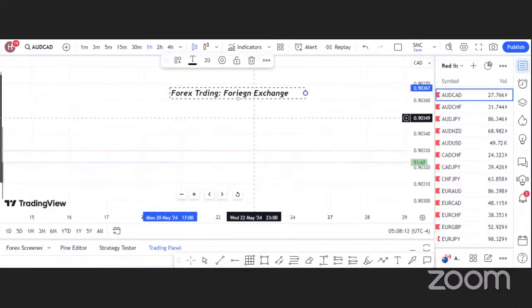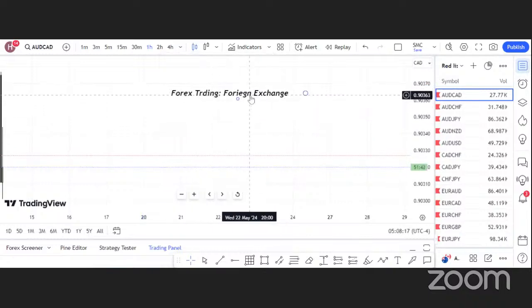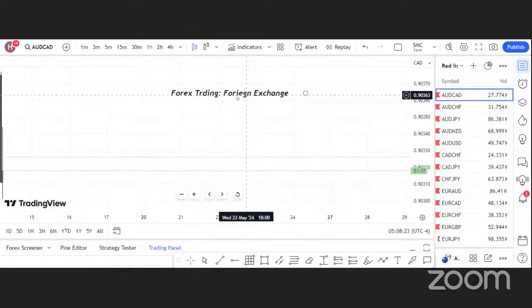As I said earlier, forex means foreign exchange. It's an abbreviation for foreign exchange. And how does foreign exchange work? Let me give you an instance. Let's say you are currently in Nigeria and you want to travel to another country. Let's say you want to travel to Canada, and obviously you can't spend the Nigerian naira in Canada.